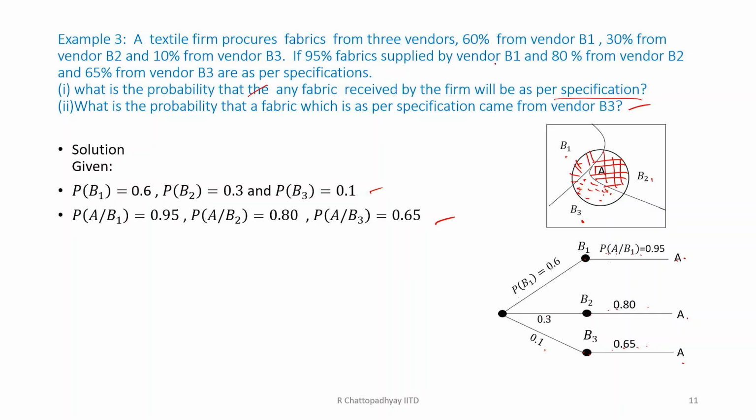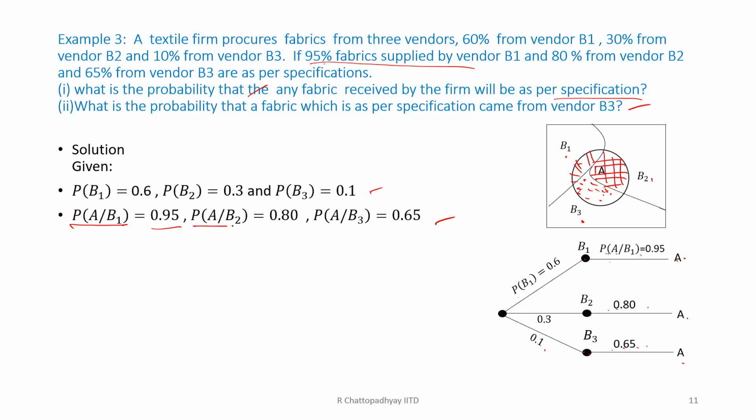95% of the fabric supplied by vendor B1 is as per specification. So we write P(A given B1) is 0.95. A is the proportion of fabric which is as per specification coming from B1.